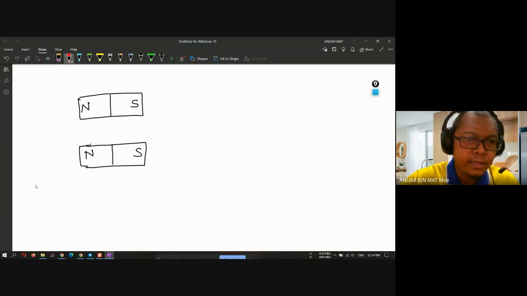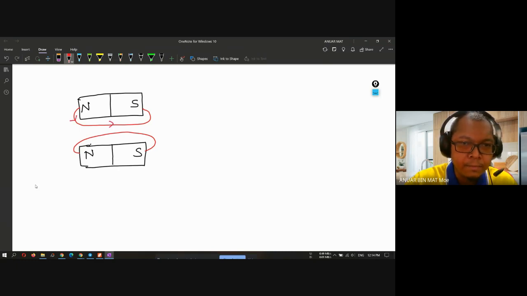First, maybe like this. It's just repelling. This one also just like this. From north, so you must draw the arrow like this. Then for another one, this one also from the north, and then we'll go to the south.